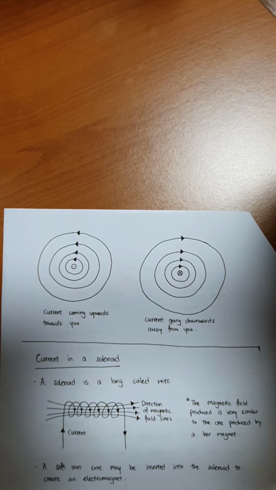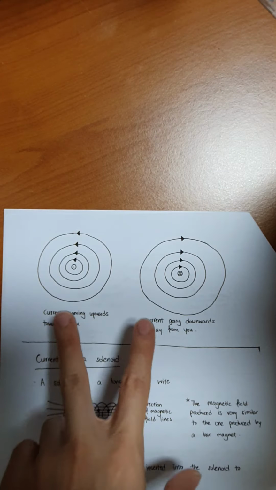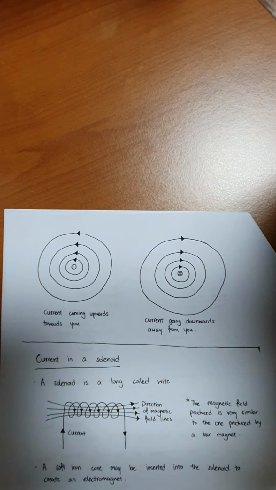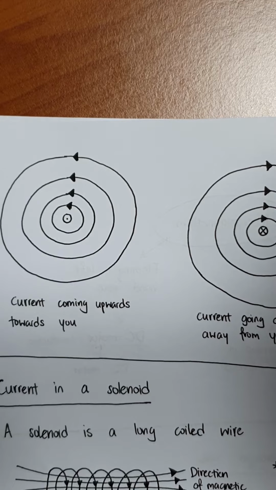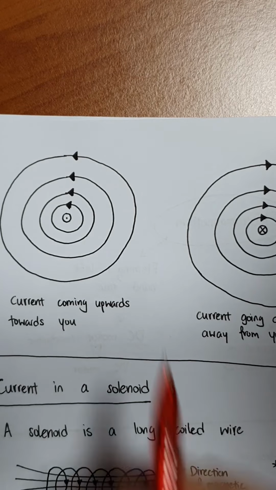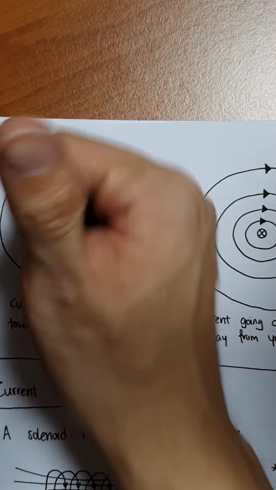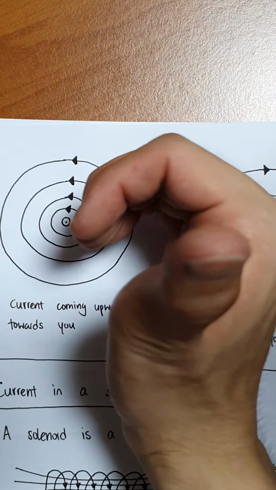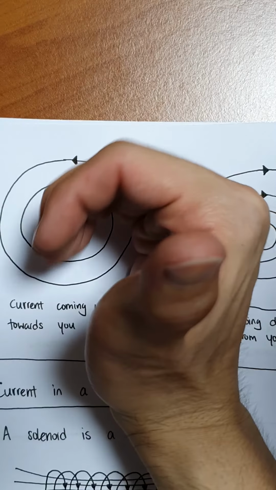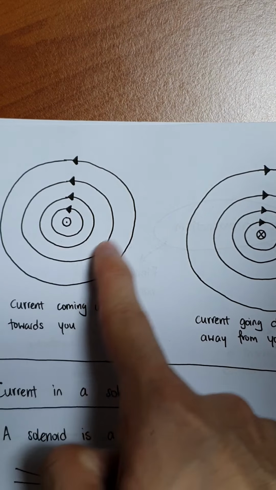Now that picture you previously saw can also be represented by a view like that. This view would be viewed from the top, so you are looking at the wire from the top. In this scenario, you can see that it's represented by a circle with a dot. What a circle with a dot means is that the wire is coming up towards you. So when the wire is coming up towards you, your fingers will be curled in an anti-clockwise manner, and that's pretty much the same thing you see here.